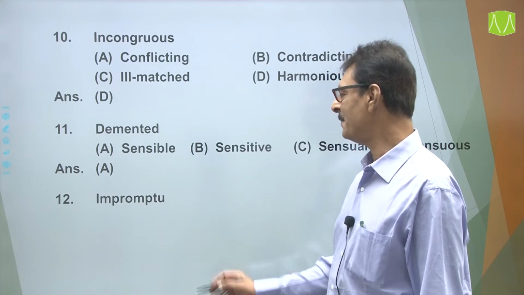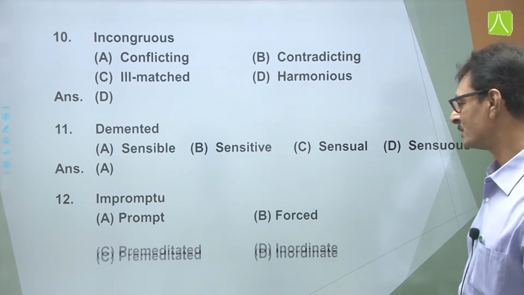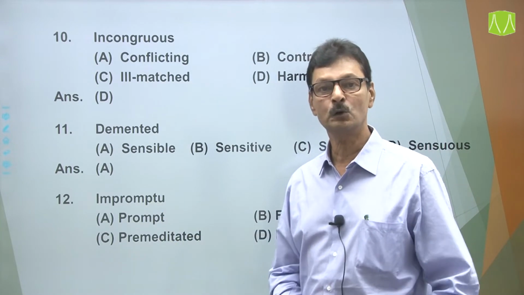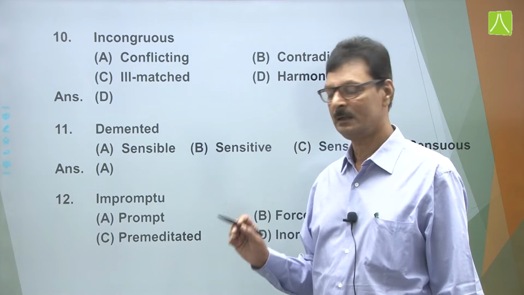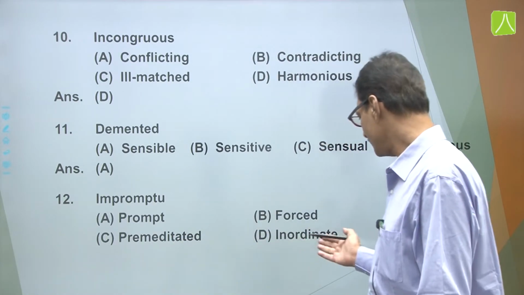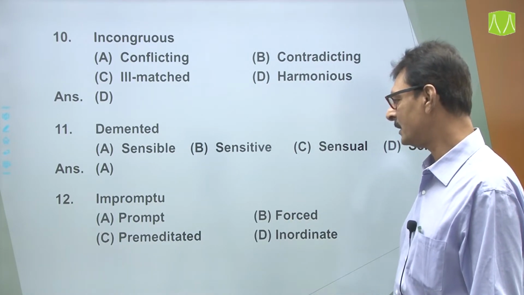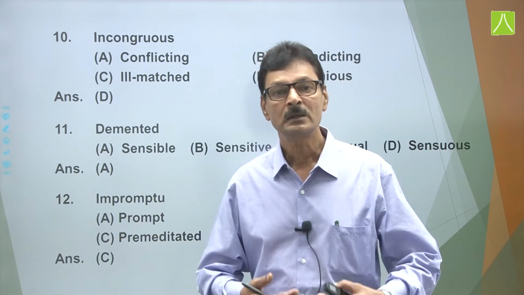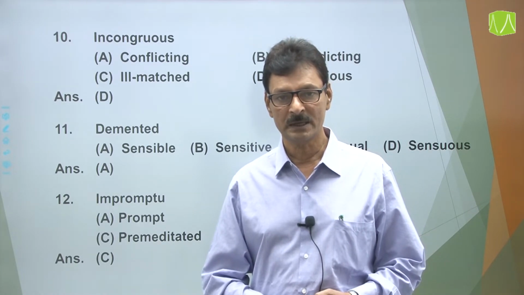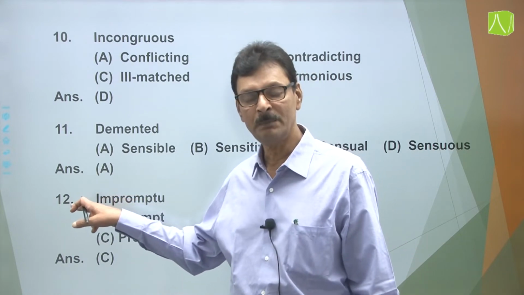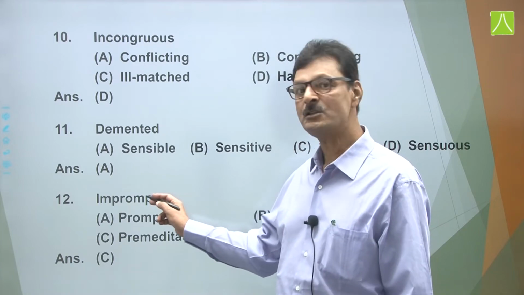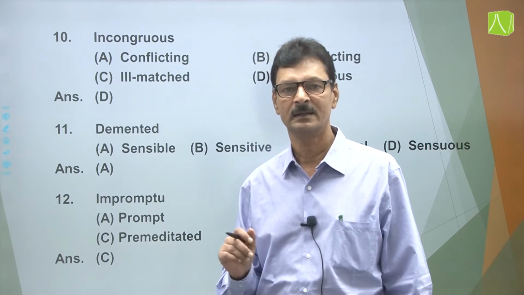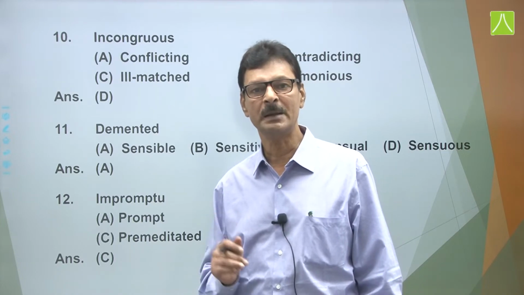Moving on to the next one, impromptu. Nice word. Prompt, forced, premeditated or inordinate. Prompt means तुरंत देने वाला, forced जबरदस्ती बुलवाना, premeditated पहले से सोच के रखा हुआ, inordinate unusual. So what will be the correct answer for this is option number C, premeditated. Impromptu is तुरंत देना, extempore, what we call is prompt. Impromptu means बिना सोचे करना. This will be premeditated, that is पहले से ही सोच के रखा हुआ बोलना या लिखना. And impromptu is on the spot thinking, no time given to think and write.